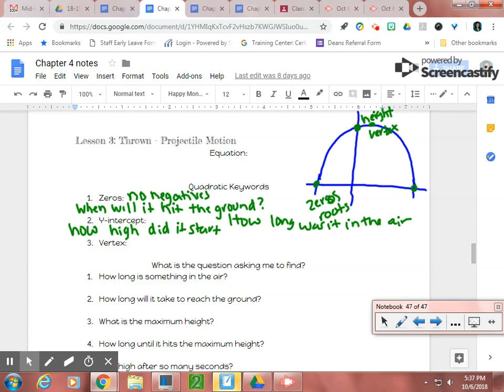And my vertex, the x part, is going to be when, that's the key word, when, for time, is it at its max height? And my other key question is going to be the y value of this, how high does it get? So how high? Okay, so those are the keywords that you're looking for.